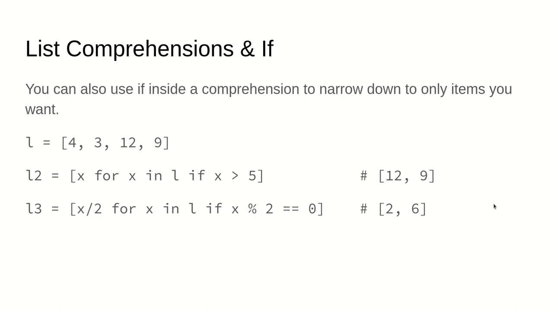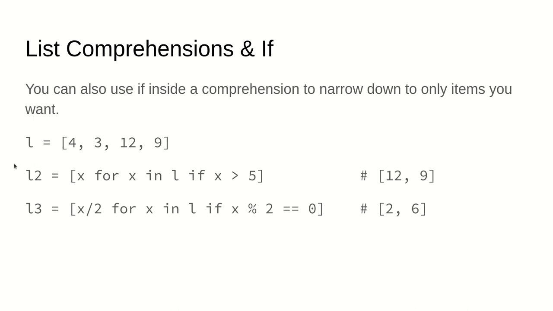List comprehensions can be even more powerful if you want to have some condition on what gets used from your original list. This kind of filters down which values you're actually going to keep and do stuff with. So here, for example, I have again a list 4, 3, 12, and 9. We're back to our original list example here.